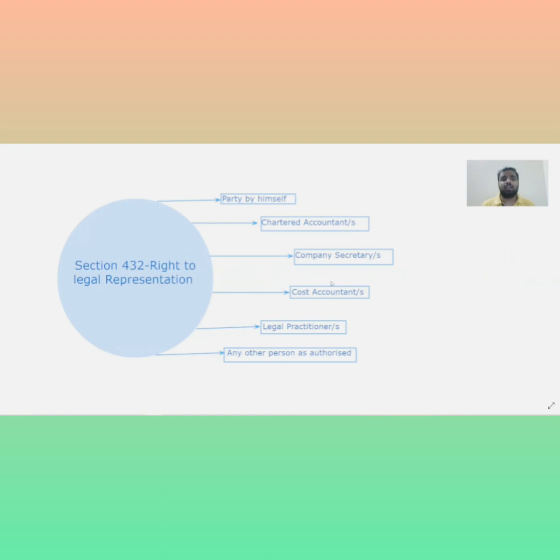Section 432, right to legal representation. Just as we have so many options in case of income tax as well, like the chartered accountant can represent the assessees, in a similar way, the representation can be by the party himself, or by chartered accountants, company secretaries, cost accountants, legal practitioners, or any other person as authorized.